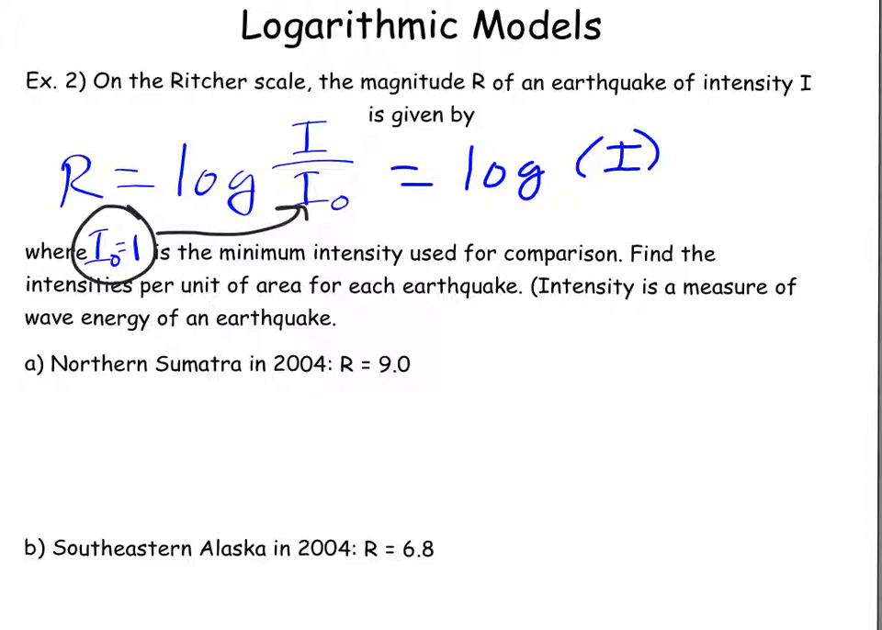As far as the mathematical side, all we're after is we want to compare, on the Richter scale, how powerful a 9.0 earthquake is compared to a 6.8. It's a logarithmic-based scale, which means we would set it up like this: 9.0.